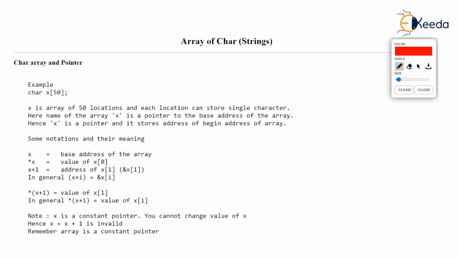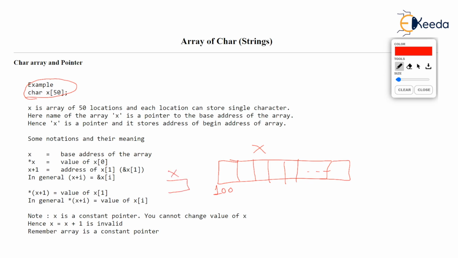Let's come back to this declaration. x is an array of 50 locations. Let's say that the base address of the array is 100. x, in fact, then is a pointer to the base address. So x points to the base address. Now, we can write x plus 1, no doubt, somewhere in our program. Then we will get the address after the 0th location. If you write x plus 2, then we are going to get the address of the next to next location.